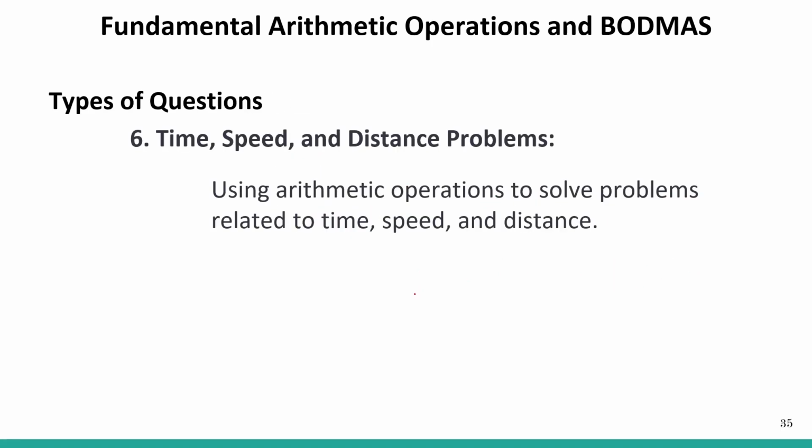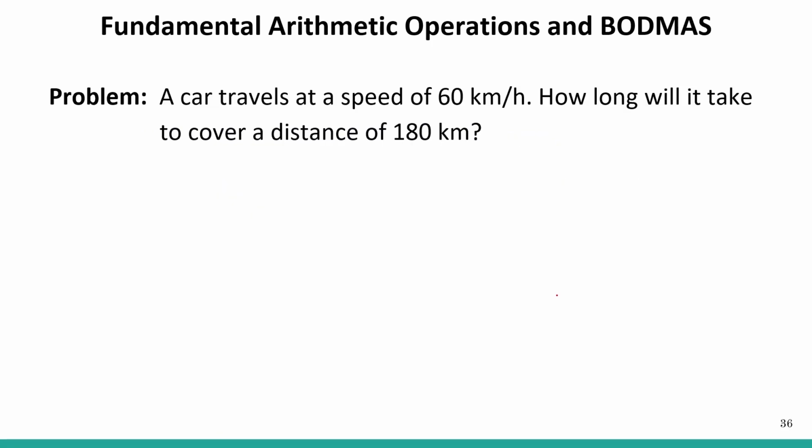So the sixth kind of question is on time, speed and distance problem. So using arithmetic operations to solve problems related to time, speed and distance. We all know the relation between time, speed and distance. So speed is equal to distance by time. And let's solve some problems on this involving the BODMAS rule.